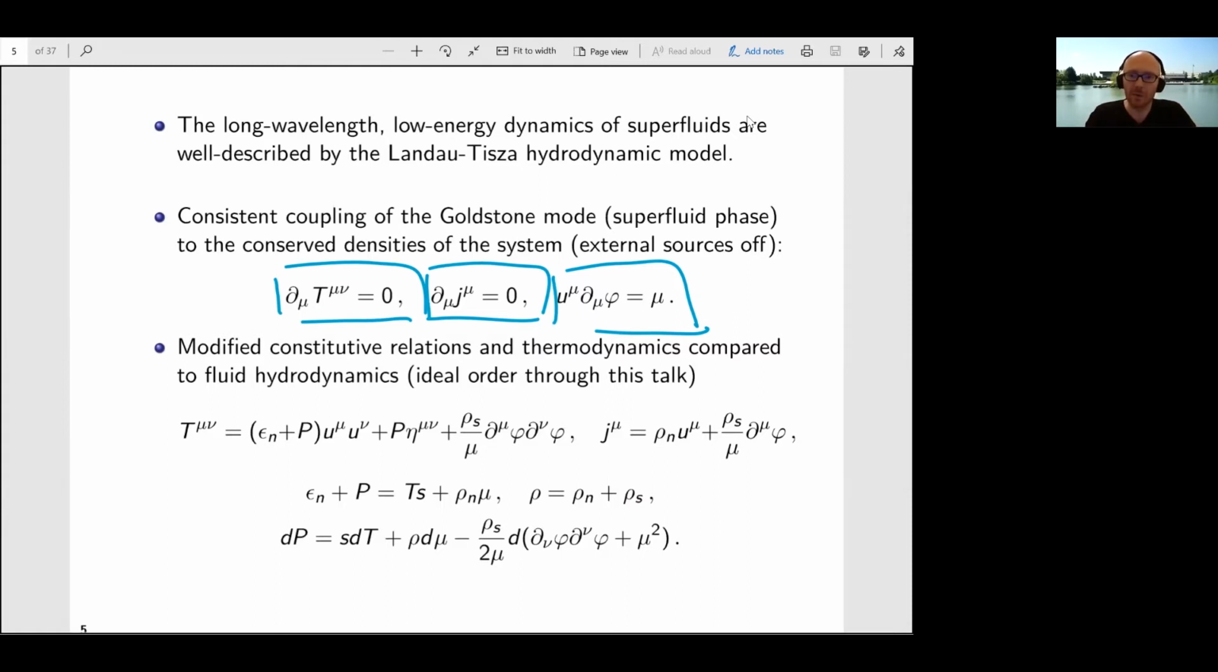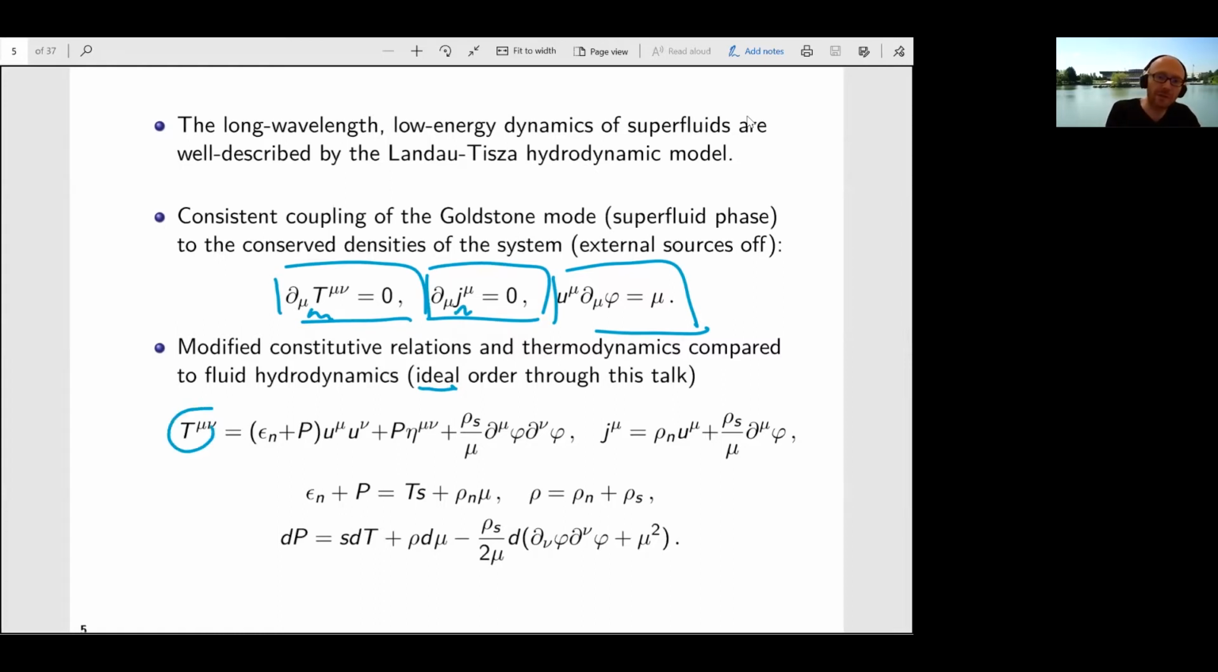Now, the Goldstone does not just add another equation to the system. It also enters in these equations because it will modify the constitutive relations and the thermodynamics compared to fluid hydrodynamics. So one disclaimer, throughout the talk, I will only discuss ideal order. Of course, the generalizations to dissipative order, to first order in gradients, etc., are well known. But for the purposes of this talk, I only need to discuss the ideal constitutive relations. And so these are as follows.